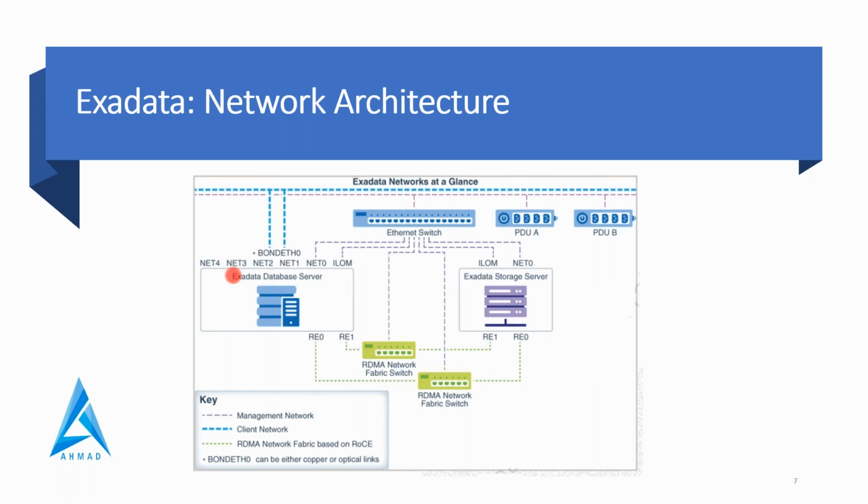And the client access network is a required network that connects the database server to your existing client network and is used for client access to the database server, right?